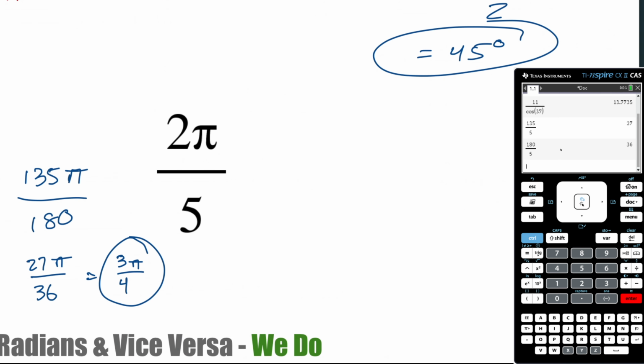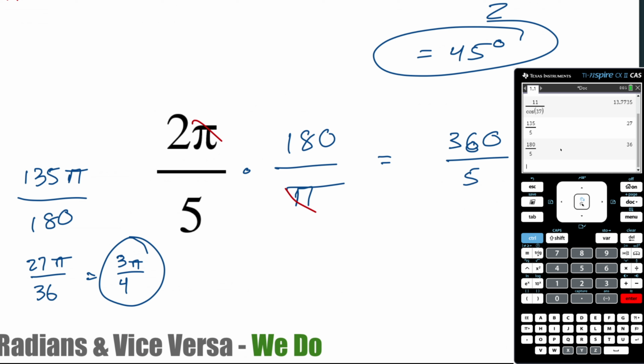Now, 2 pi divided by 5, we need to multiply by the 180 over pi because we're going to degrees. Now, did it say we're going to degrees? No, but you can infer that because it's already in radians. Okay, those pi's should cancel. 2 times 180 is 360.